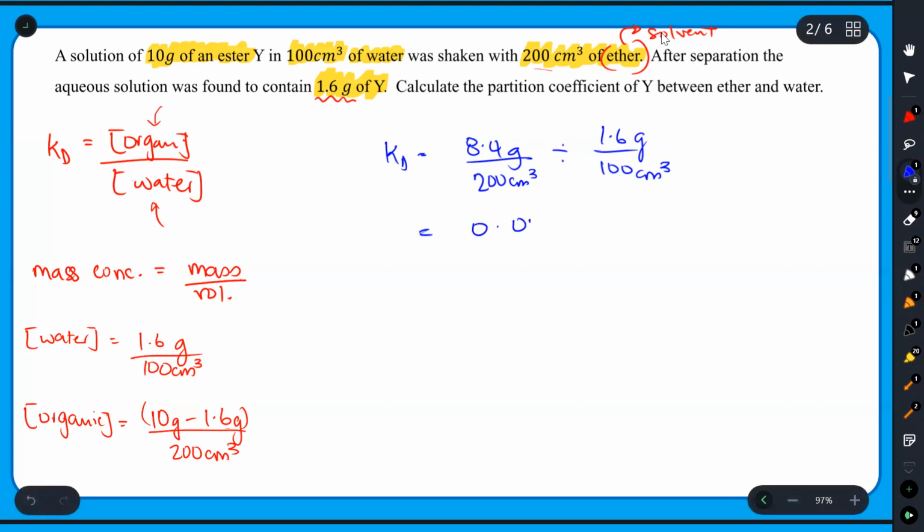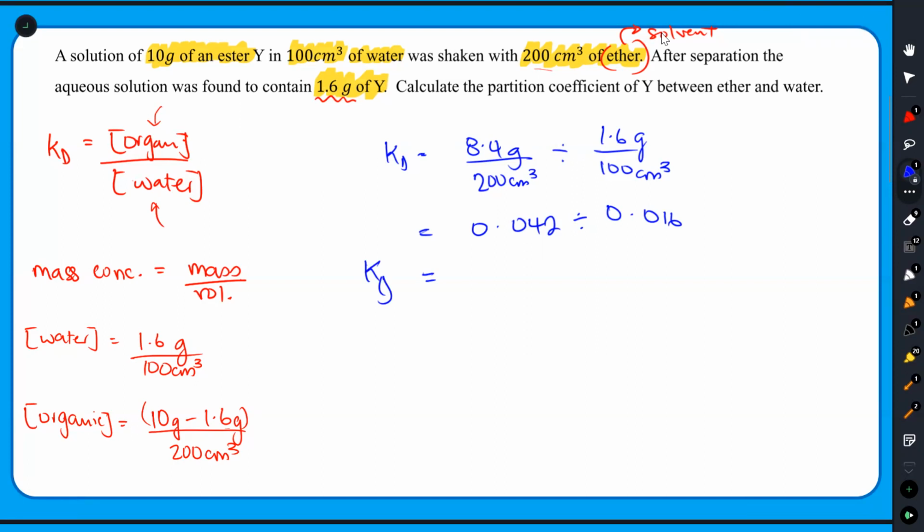So this is 0.042 divided by 1.6 over 100. I'm just supposed to jump 2 spaces back. 0.016. So if you work that out now, what you'll get is 0.042 divided by 0.016.